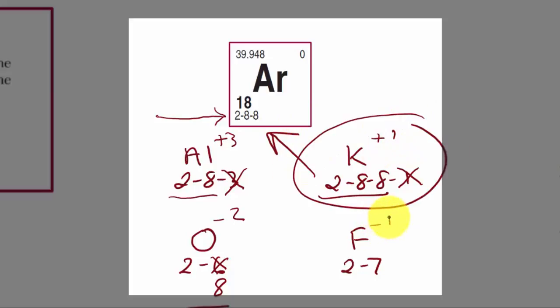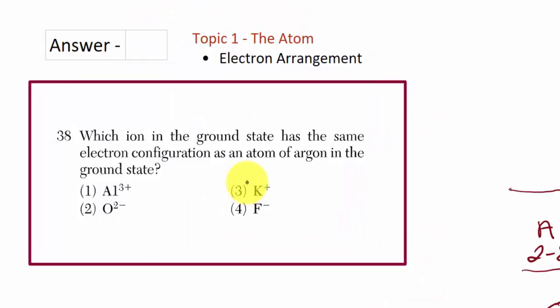And just to be complete, if fluorine were to gain 1 electron, its new configuration would be 2-8. So our correct answer is going to be the potassium +1 ion, answer number 3.